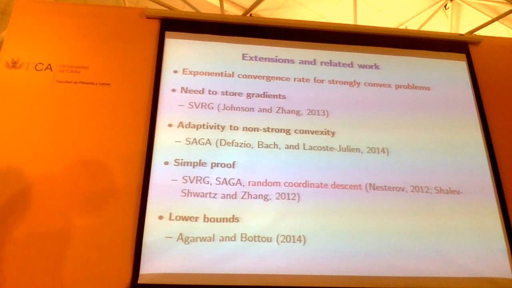There are other ways of doing this, and a very nice paper by Johnson and Zhang called stochastic variance reduction. A nice one by Aaron Defazio, and maybe I should also mention random coordinate descent, which achieves a similar result. But if you want to know more, you can look.